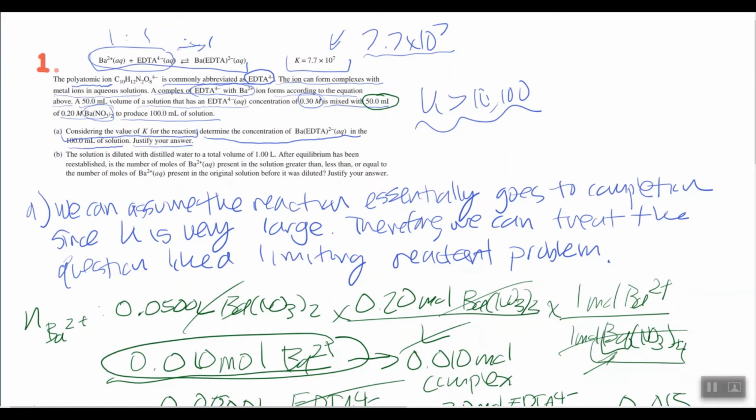So what does B say? The solution is diluted with distilled water to a total volume of 1 liter. After equilibrium has been re-established, is the number of moles of barium present in the solution greater than, less than, or equal to the number of moles of barium present in the original solution before it was diluted?